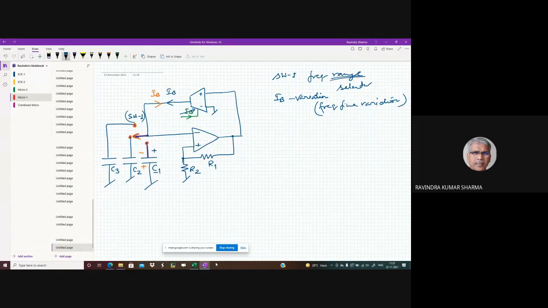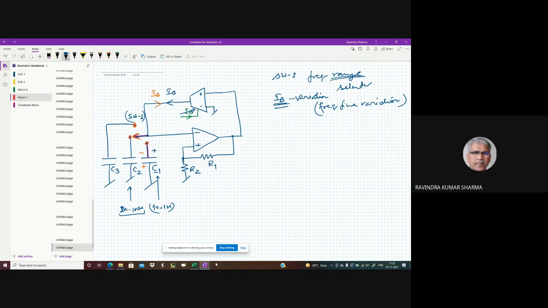Suppose you have chosen a range, C1 is a range from, let us say, 10 hertz to 1 kilohertz. So the range is decided by C1. Now the fine variation within this 10 hertz to 1 kilohertz will be decided by IB. Then this one is for, let us say, 1K to 100K. This is range selection. And how the variation will happen between 1K and 100K will be decided by IB. Correct? Likewise, C3. You can have several ranges, right? Depending upon the type of oscillator that you have.